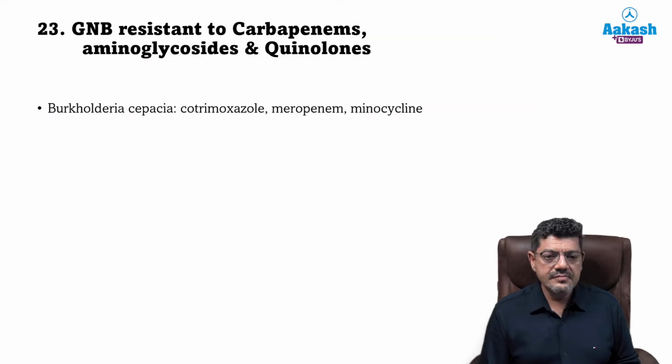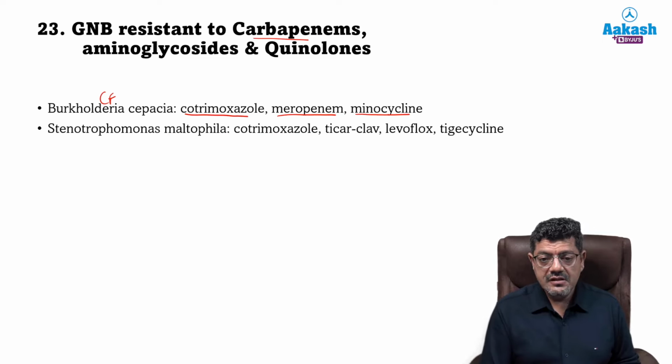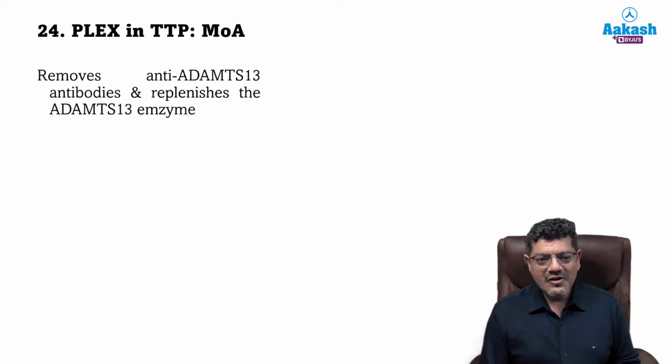Let's look at those organisms. Burkholderia cepacia causes a lot of troublesome infections in cystic fibrosis patients. It responds to cotrimoxazole, meropenem, and minocycline. Now, this was resistant to carbapenems. Definitely, Burkholderia is not your answer. Stenotrophomonas is responsive to cotrimoxazole and ticarcillin clavulanic acid, in addition to levofloxacin and tigecycline. So that was your answer there. All right, I'll move on.